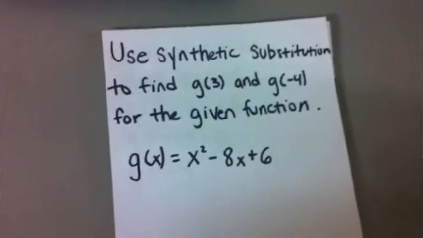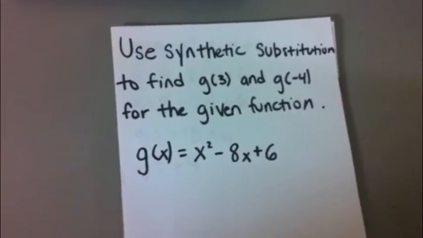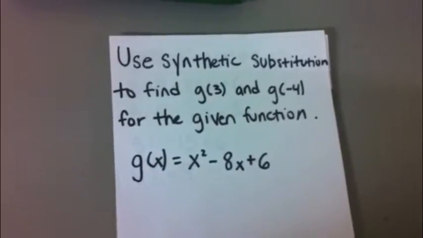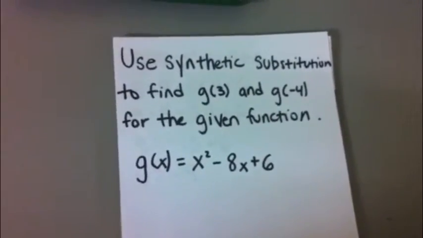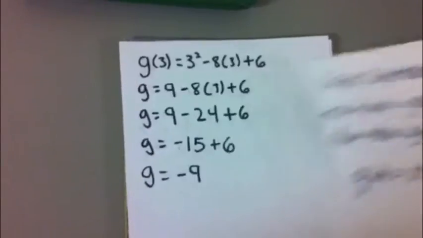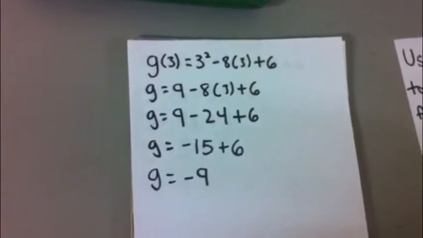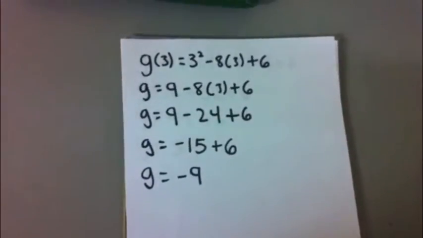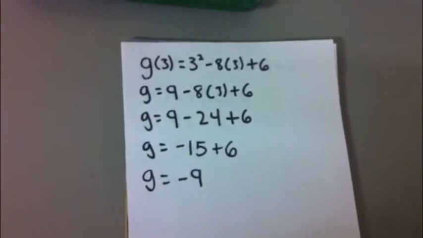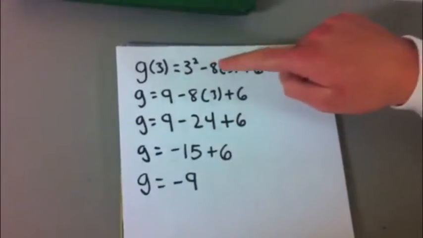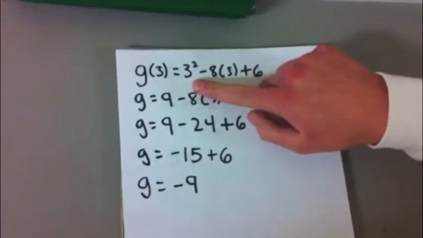So the problem says use synthetic substitution to find g of 3 and g of negative 4 for the given function. And the function that is given is g of x equals x squared minus 8x plus 6. So here's how we do the first problem. The first problem says to plug in 3 for all the x's. So everywhere that we saw x in the original problem, we plugged in a 3 here. So we plugged in the 3 where the x was here.